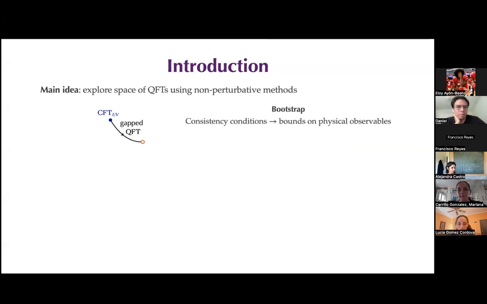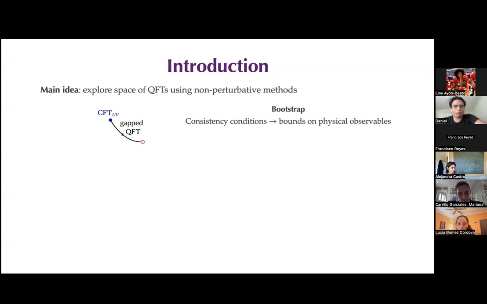And here I will actually be dealing with gapped quantum field theories. So in this RG picture, we will start with some UV fixed point, and then we have a mass gap, so we end up in an empty IR.